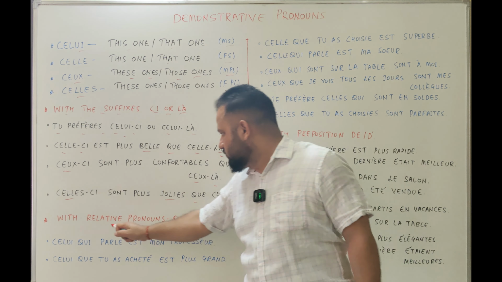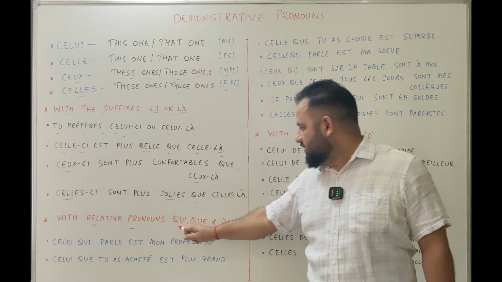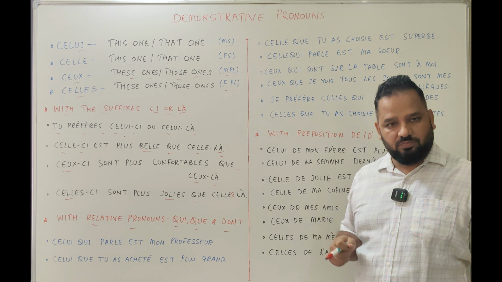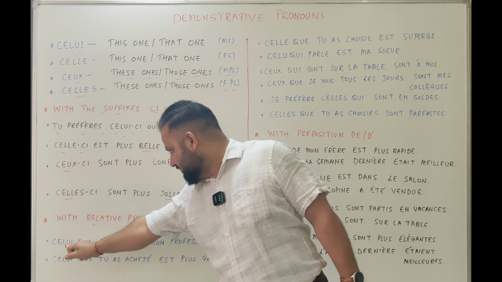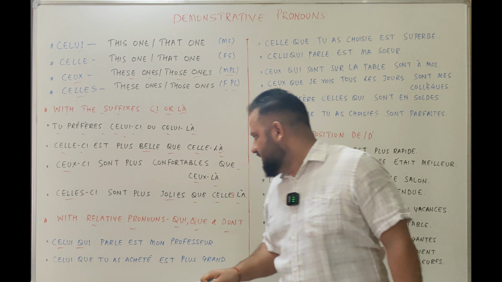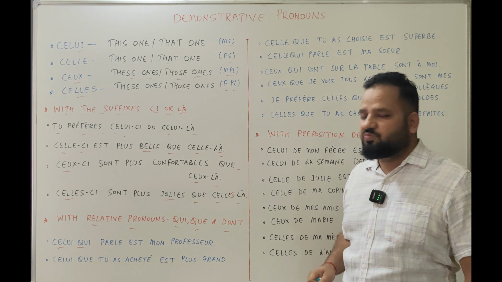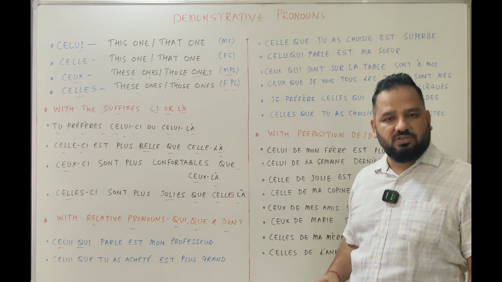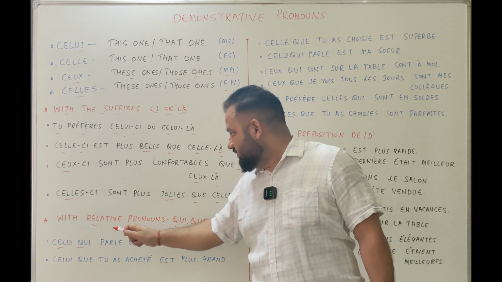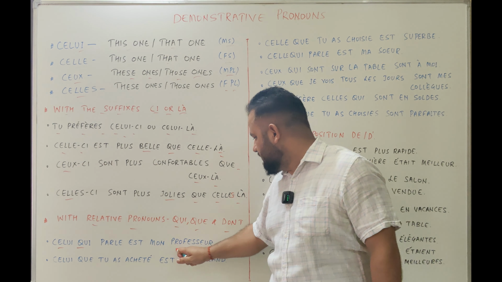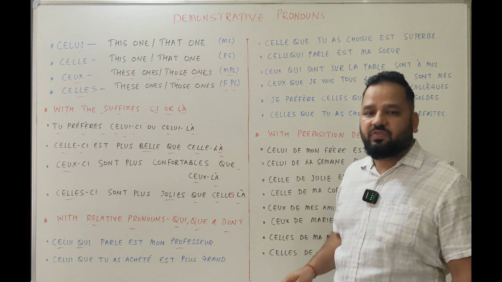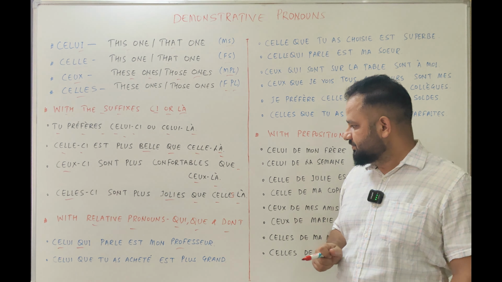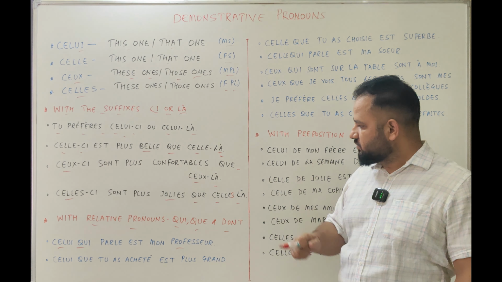Next one, when we are using them with the relative pronouns qui, que, and dont. Let's see with an example: celui qui parle est mon professeur. Professeur is teacher. The one who is speaking is my teacher. Celui qui parle est mon professeur. Masculine singular.